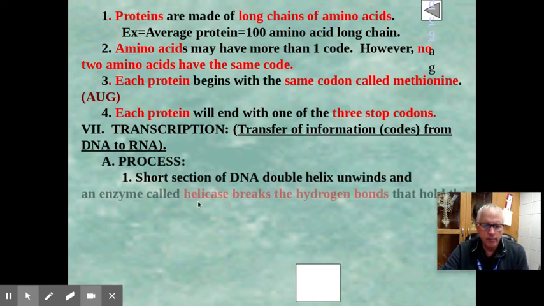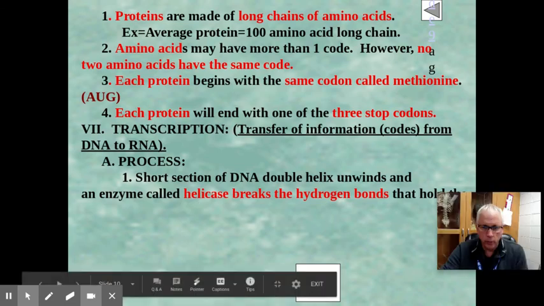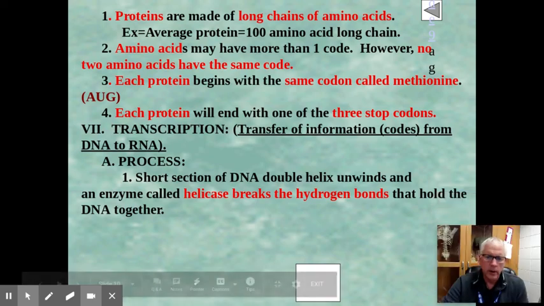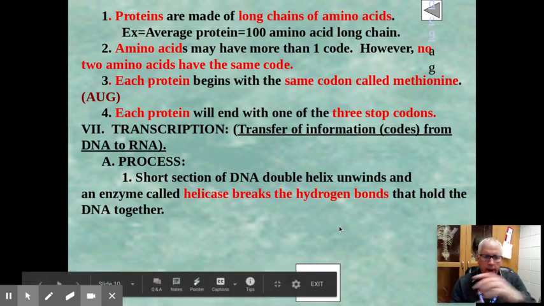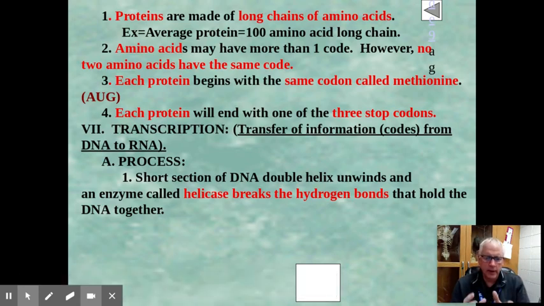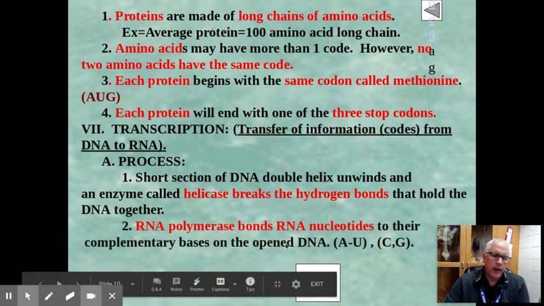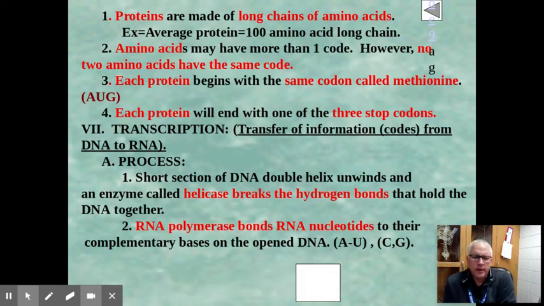Step number 1, which should sound really familiar, is DNA is going to unravel. So it's going to unwind. Same enzyme as replication, helicase, is going to come up through there and break the bonds that hold DNA together. So that's the first thing that has to happen. So highlight helicase breaks the hydrogen bonds. A different enzyme this time is called RNA polymerase.